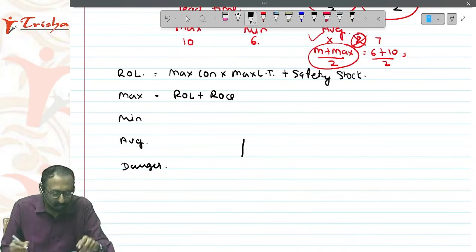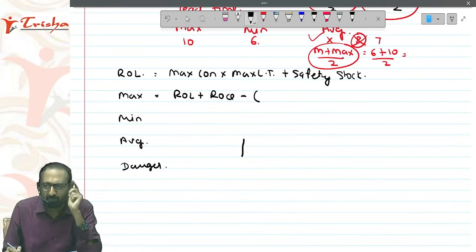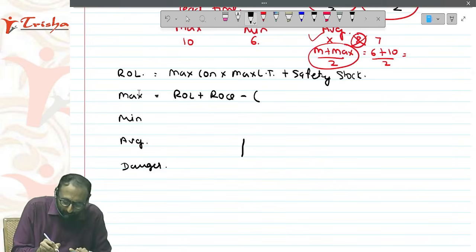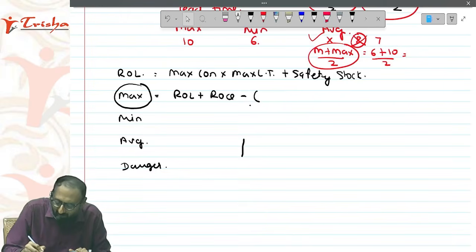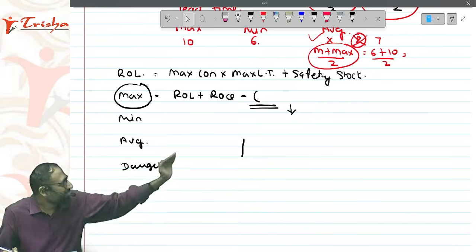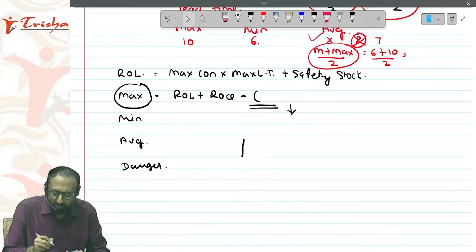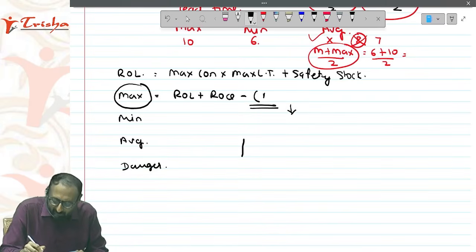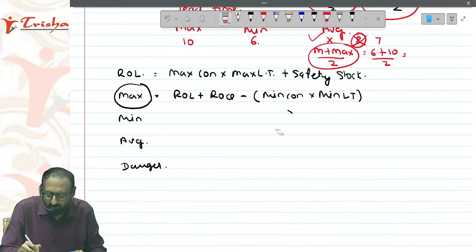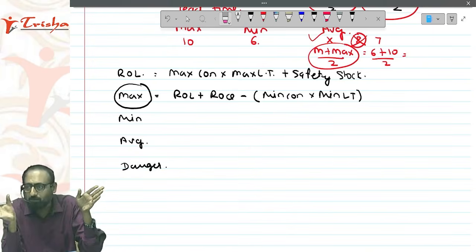Reorder level plus reorder quantity minus, sir, I told you one simple hint for this maximum level. If you want the maximum answer, on the negative side you should write minimum. Then only you will get the maximum answer. So, reorder level plus reorder quantity minus minimum consumption multiplied by minimum lead time. Agreed, sir? Remember maximum, so in the bracket you will write minimum.